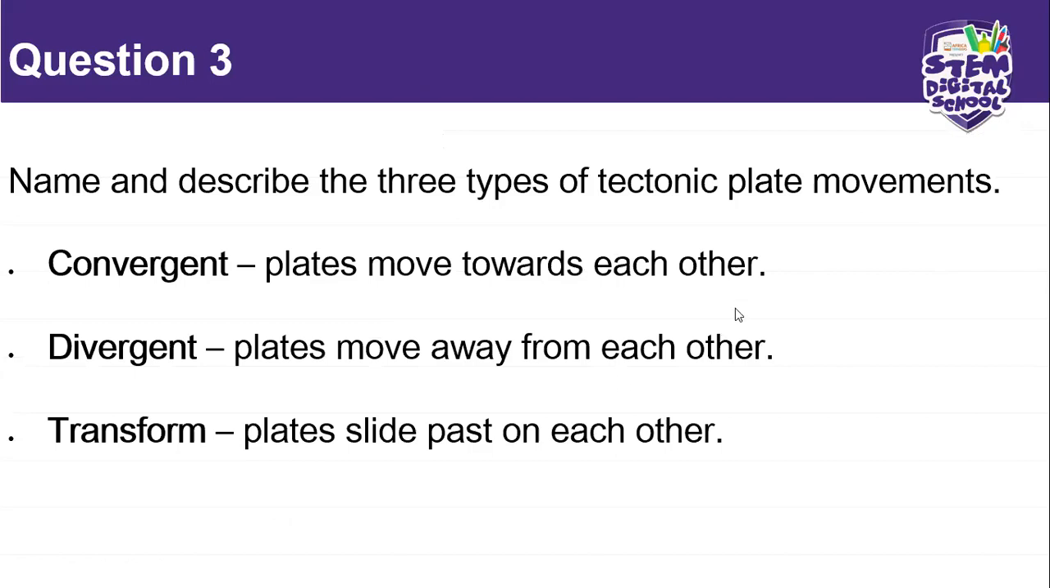Question 3. Name and describe the 3 types of tectonic plate movements. So type number 1, convergent. This is where the plates move towards each other. Divergent. Plates move away from each other. Transform. Plates slide past each other. So those are the 3 descriptions of the 3 plate movements.